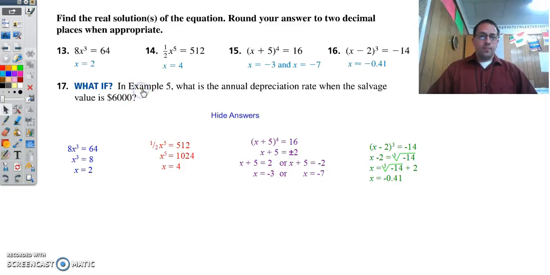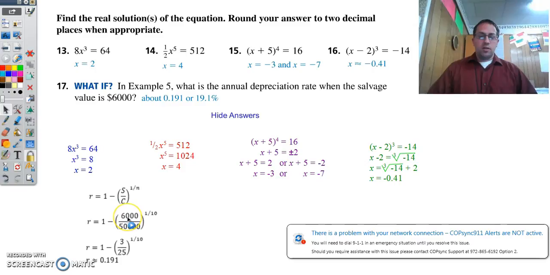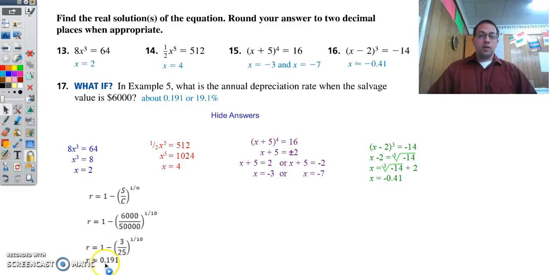So what we have here, we're going to plug in 6,000 there instead of 8,000. We can simplify that. That's 3/25. And then we'll just stick this in your calculator, and you get approximately 0.191. And then we're going to need to change this to a percent. So you just move your decimal over 2, and you get 19.1% approximately.